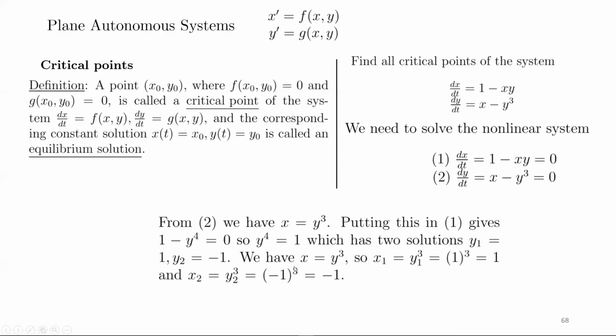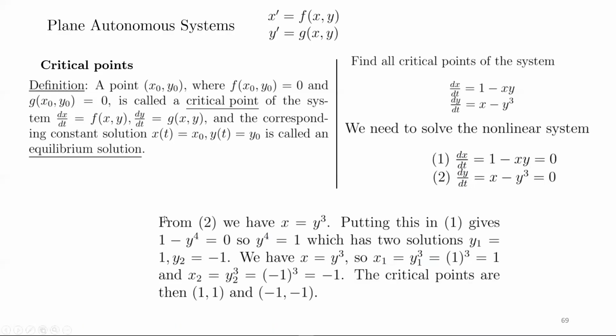Well, if x equals y cubed, x1 is equal to y1 cubed. y1 was 1, so 1 cubed is 1. So the point x1 equals 1, y1 equals 1 is a critical point. x2 equals y2 cubed, which is negative 1 to the power of 3, which is equal to negative 1. So (negative 1, negative 1) is a critical point.